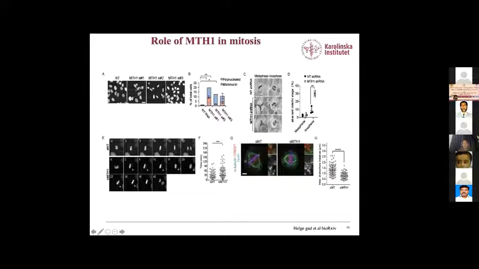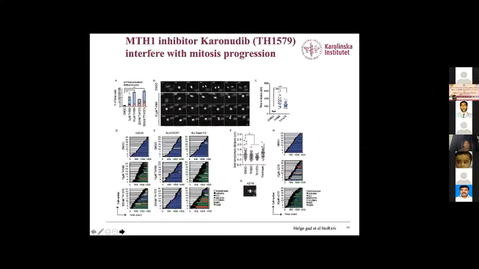And then they also used the CREST with the siRNA, and what they found is that the inter-kinetochore distance becomes shorter in the MTH1 knockdown. This is MTH1 protein. So we believe that MTH1 does have a role in mitosis.